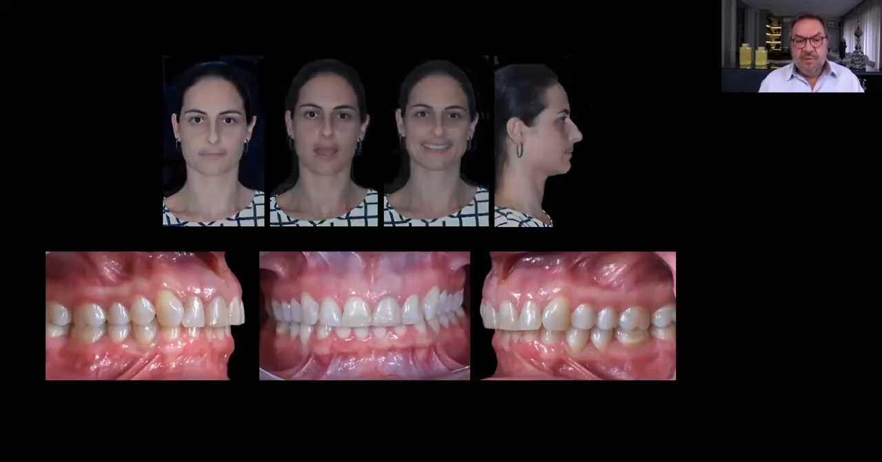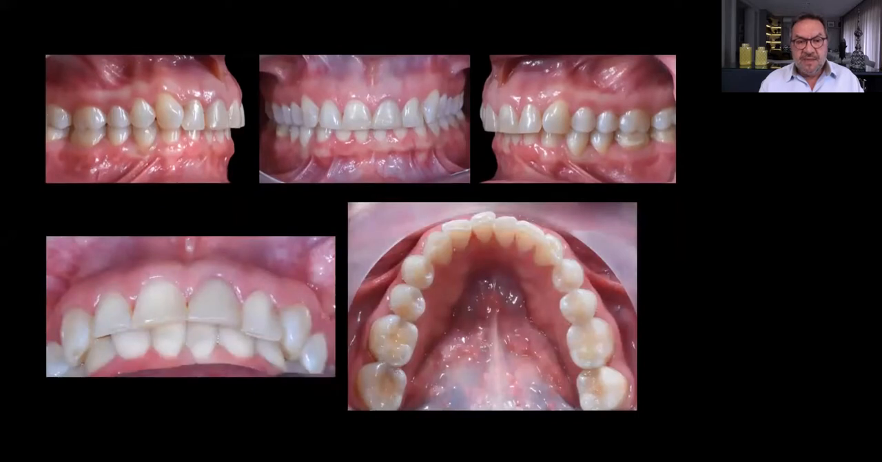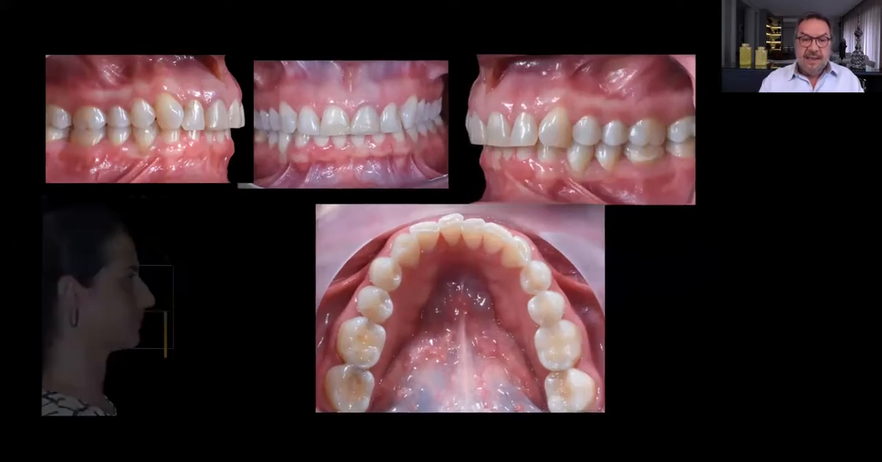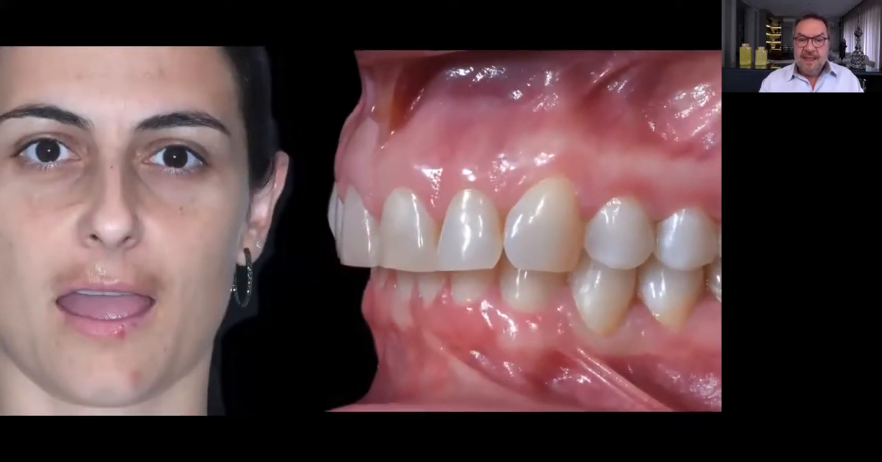But Escopim sent me the girl because she had a decreased lower facial height. And at the same time, she wanted to make veneers. And if you look closer at her anterior teeth, the upper incisor exposure was poor.